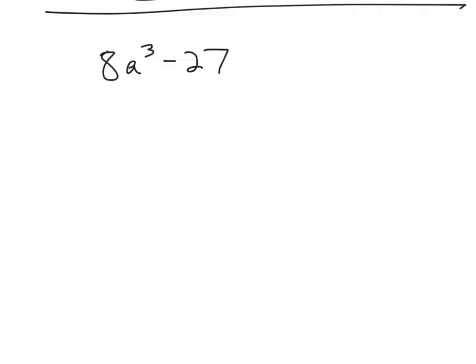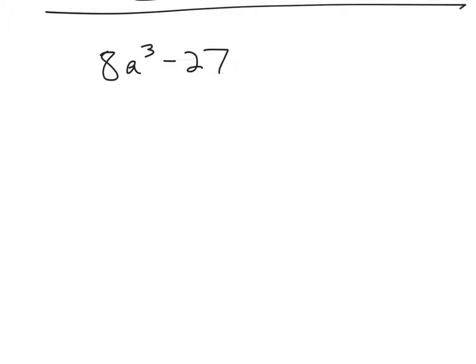Okay, so the first thing I would do is say, do I have a common factor? And I do not have a common factor here. The next thing I would look at is the fact that it's got two terms. Well, if it's got two terms, first I ask if it's the difference of squares, and it's not, because 8 is not a square number. That's enough, but a is also not a square, and 27 is not a square.